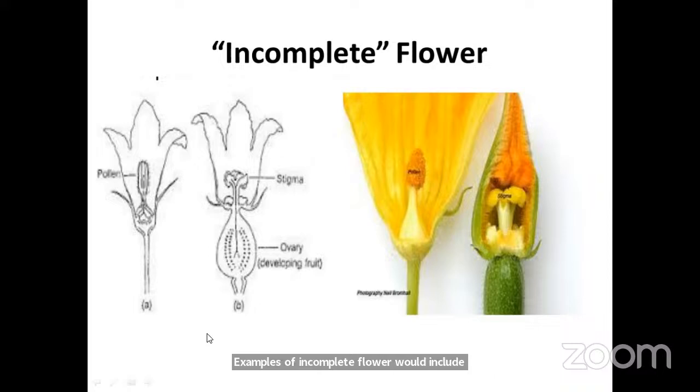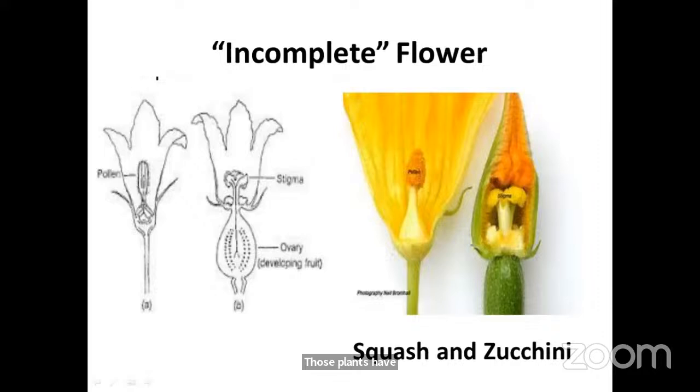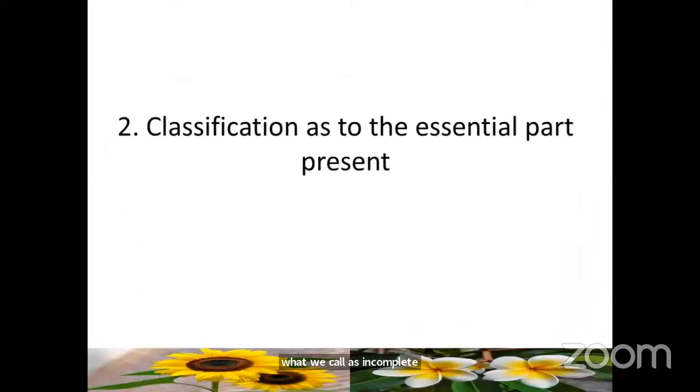I don't know how you term it. How do you term it in your place? But the English term is of course squash, and we got zucchini. Those plants have what we call incomplete flower. Next, we get the classification as to the essential part present.